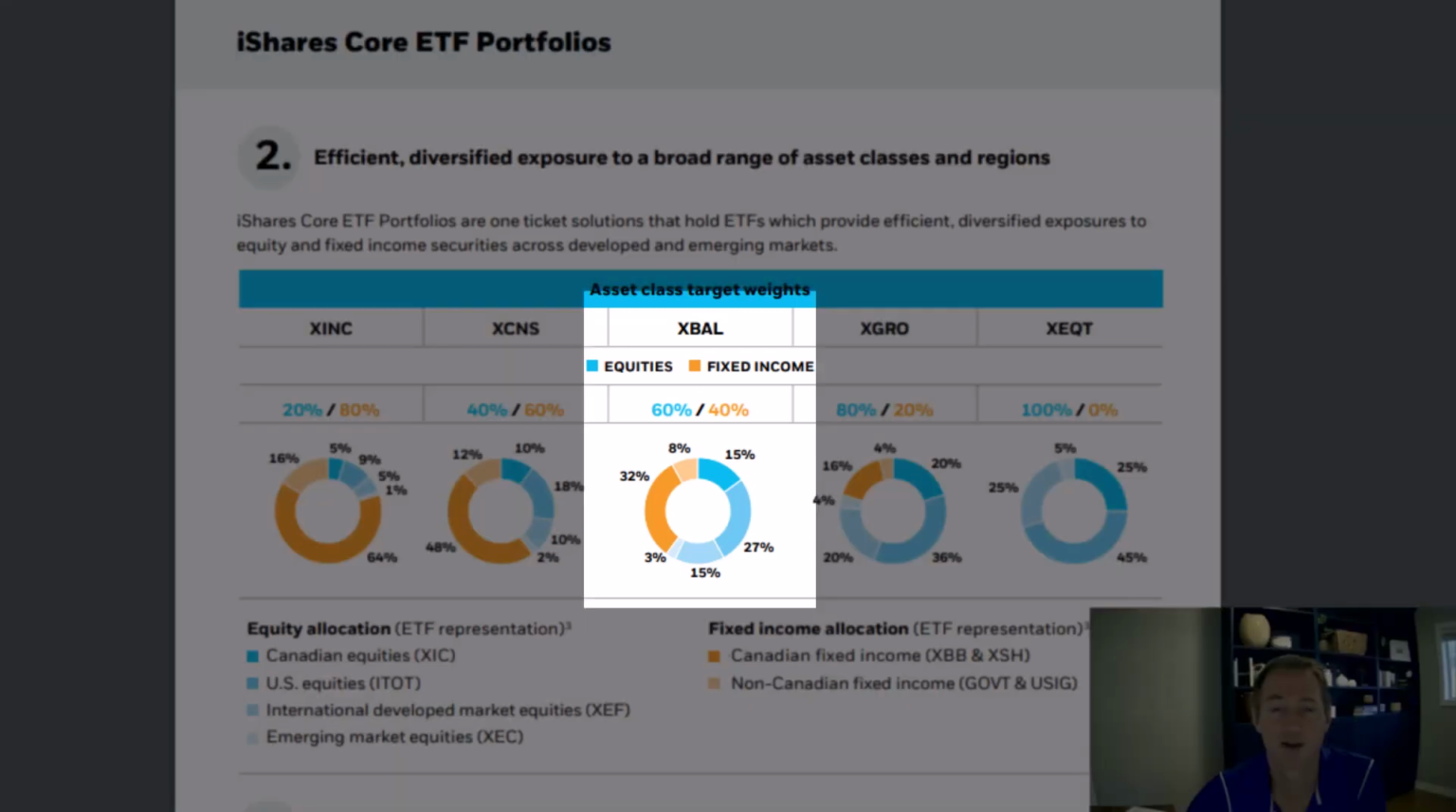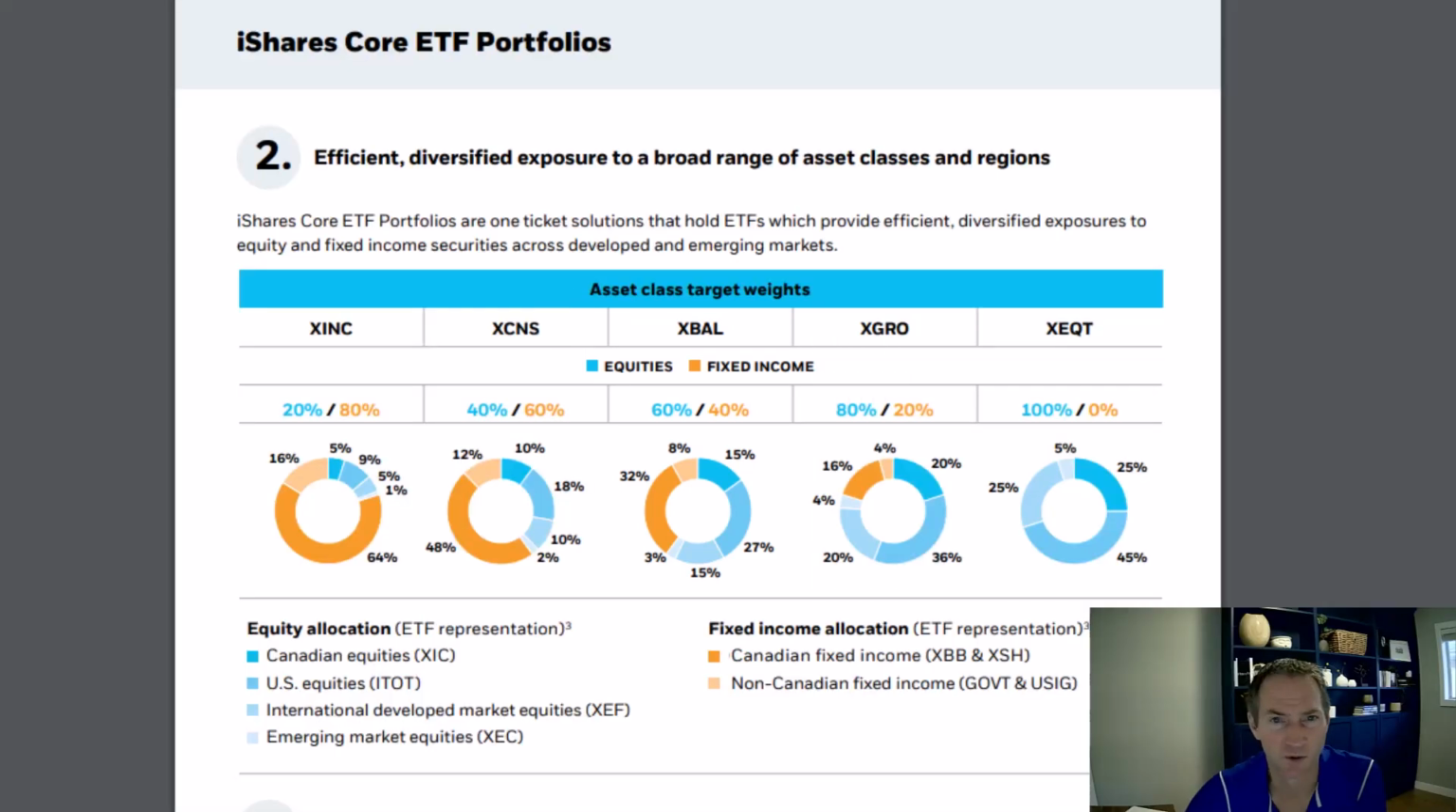And if you look at their balanced portfolio, they called it XBAL, again 60-40. And you can see that 27% of their portfolio is dedicated to the US stocks, 15% both to Canada and international. You have that 3% allocation to your emerging markets, and then 32% to Canadian bonds and 8% to American bonds. So 40% of the portfolio is in bonds.